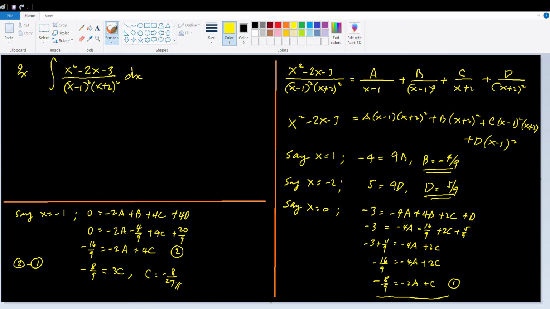So if c is negative 8 over 27, substitute it into equation 1: negative 8 over 9 equal to negative 2a plus c, negative 8 over 27. So negative 8 over 9 plus 8 over 27 equal to negative 2a.